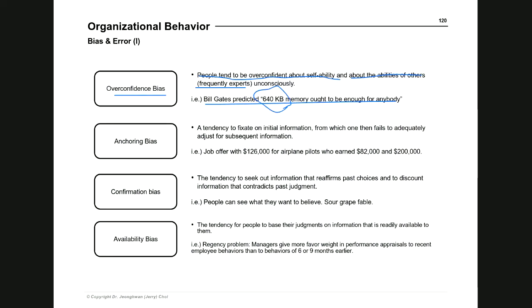But is it true? No. But how did it work? Because that gives us overconfidence bias. Around 30 years ago, many believed it, because Bill Gates says so, so absolutely that must be true, even though that is not true.